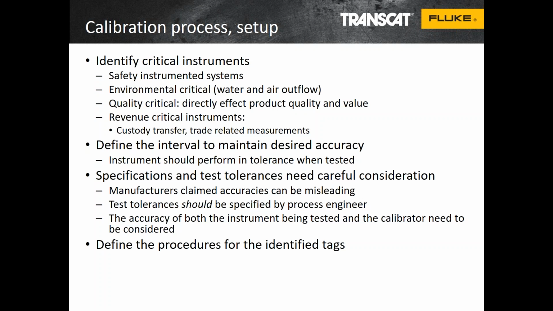The test tolerances of the devices should be specified by the process engineer that is aware of the process and knows what the allowable deviations are. And when you're doing a calibration, the accuracy of both the instrument being tested and the calibrator that's being used need to be considered. So once this process is set up, the procedures need to then be defined for the identified critical tags. Next.